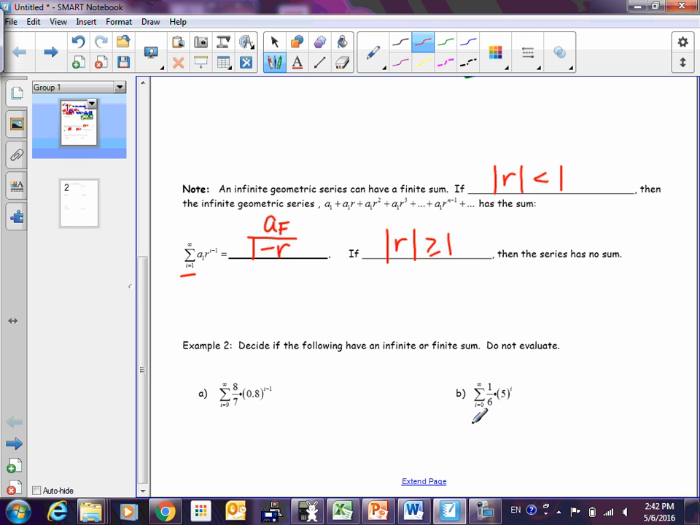So when you're asked just to decide if these have an infinite or finite sum, and we don't have to evaluate them, the only thing you need to look at is the r. Just ignore everything else in the problem except for right here in the parentheses. That r is 0.8. Is that number, when you take the absolute value of it, less than 1? Yes. So we would say this has a finite sum. And if we wanted to, we could apply our new formula to it.